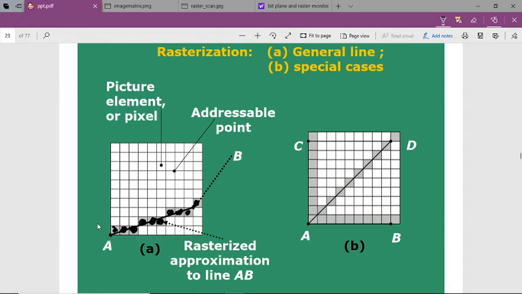Which pixel to switch on will be stored in another matrix called your bit plane or your refresh buffer. The information comes from the refresh buffer to the video controller, telling which pixel to switch on, so that you can see almost a line. So it is not a true line, it is rasterized, it is an approximation of a line. The pixels are so small that we see it as a line.